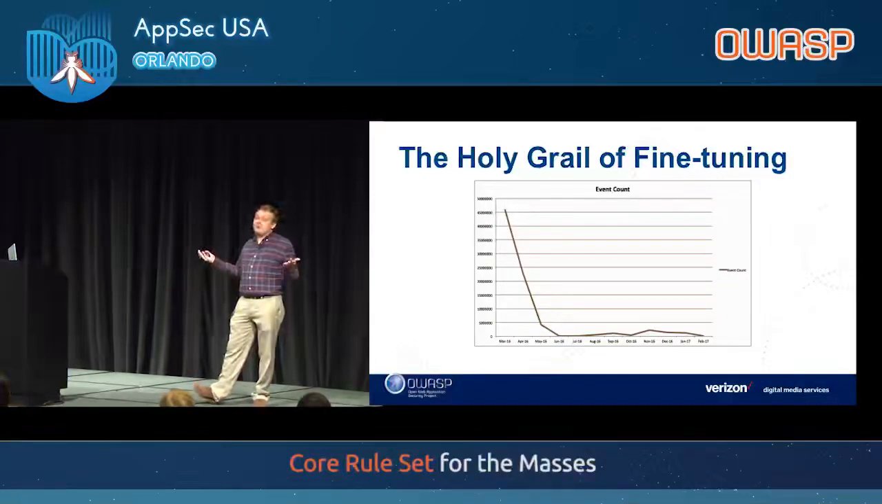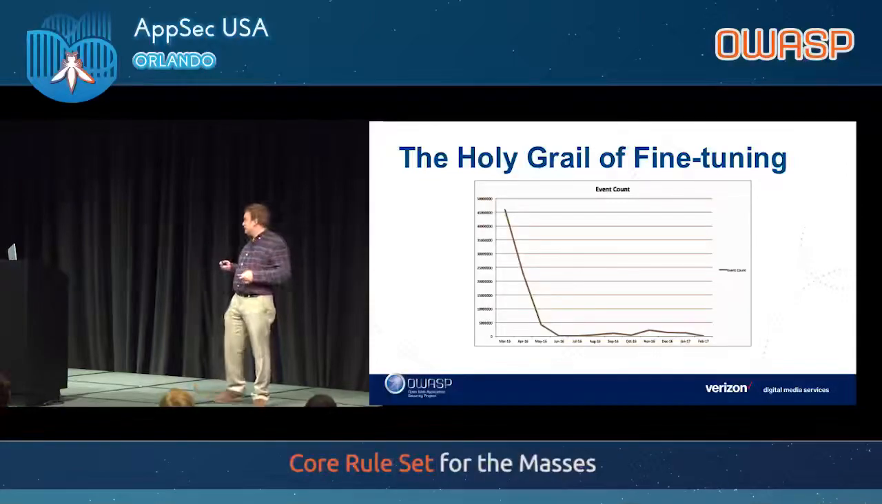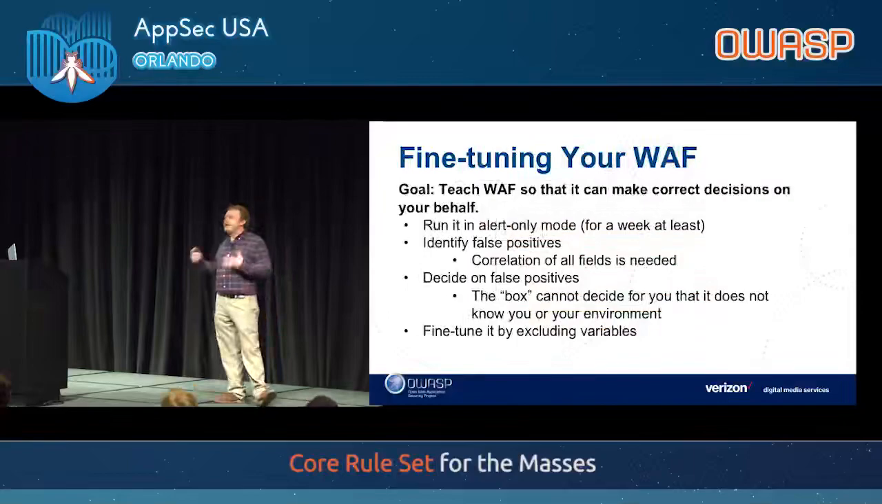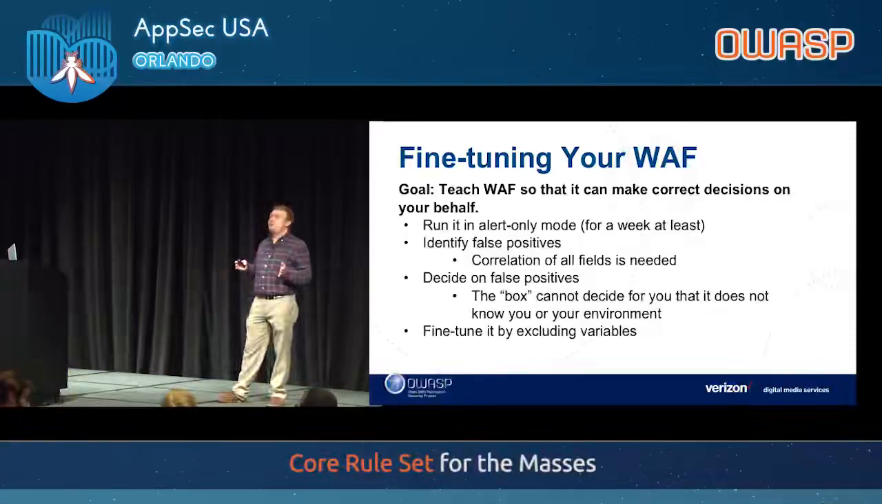I wouldn't want to stare at 45 million alerts every month either. So as far as fine-tuning goes, there's a specific approach that we take. We have the ability to run profiles concurrently. So what we do is you can run it in alert-only mode basically and collect that data. This could be over the course of a week.